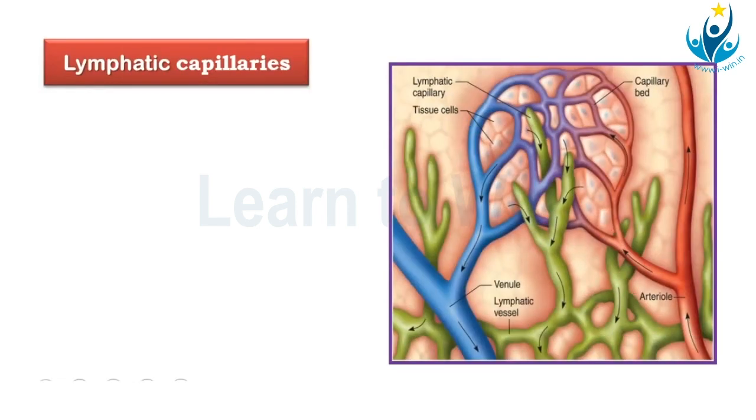Now let us start with lymph capillaries. These green colored structures that are present here are called lymph capillaries. So this is the capillary bed. This entire area is called a capillary bed.